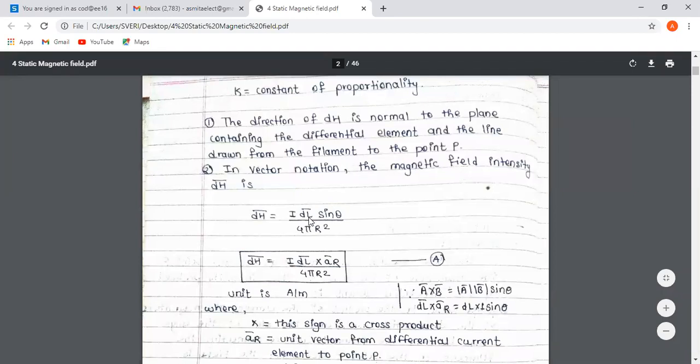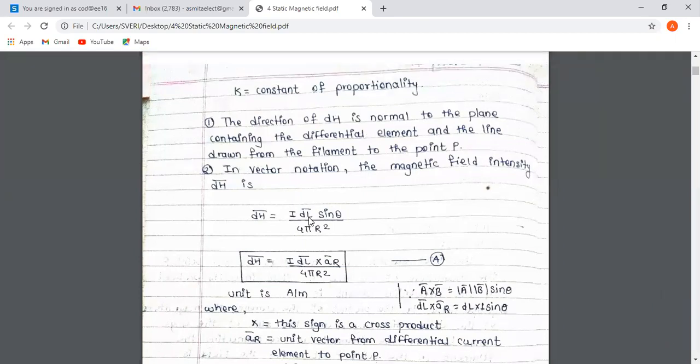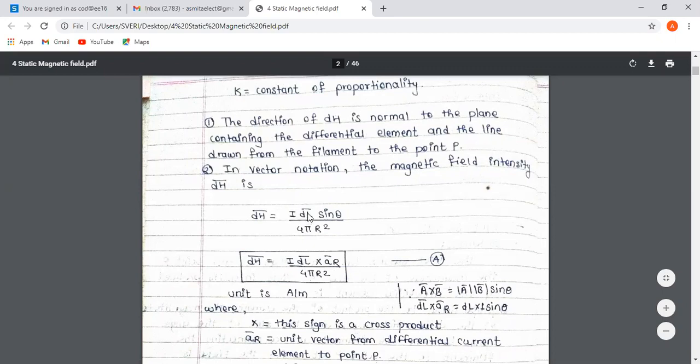We have to multiply by such a vector which has value equal to 1, so that your dl bar remains as it is. So we are multiplying here by a unit vector, which has magnitude 1, because this unit vector is giving only direction, and its magnitude is equal to 1. So I can multiply this term by unit vector a bar r. So this dh bar becomes I dl bar cross a bar r.